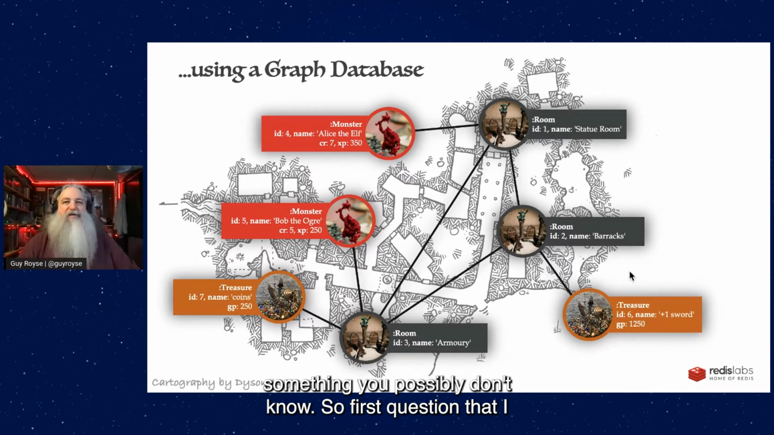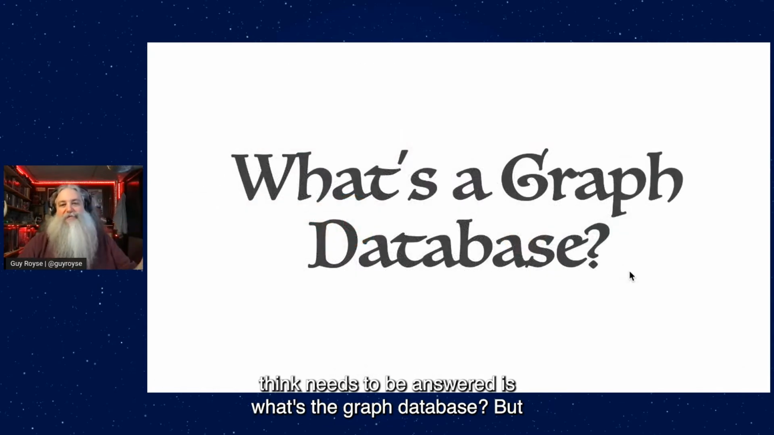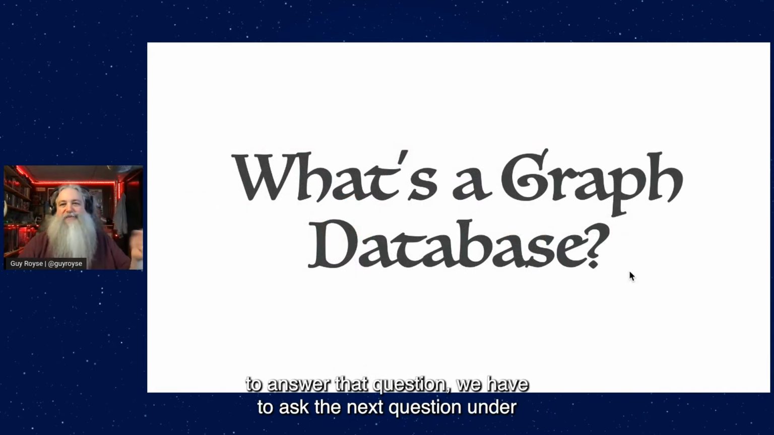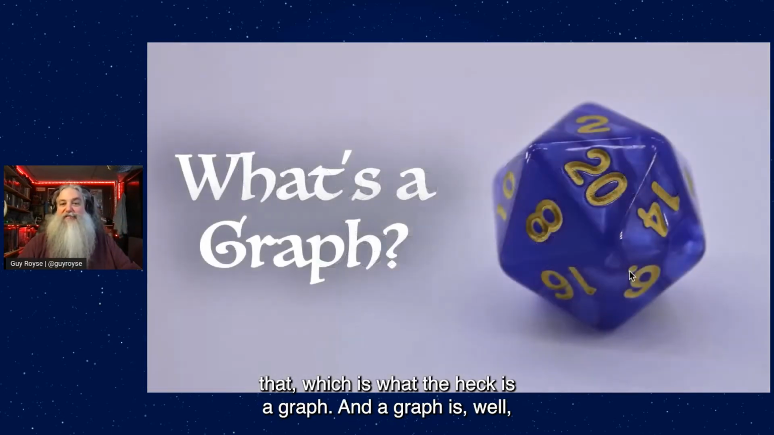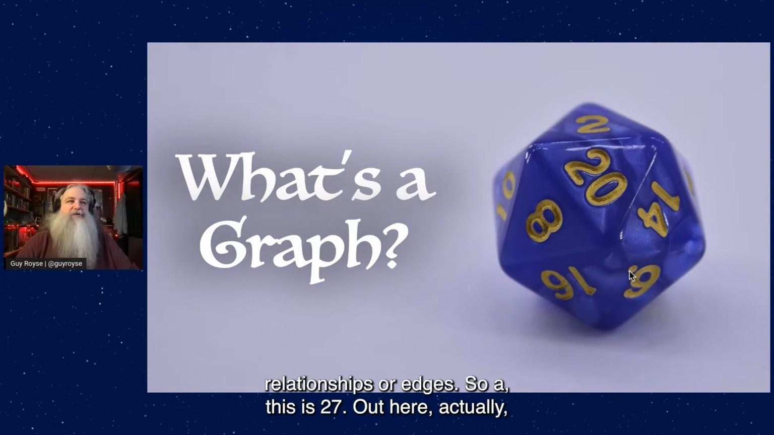So, the first question that I think needs to be answered is, what's a graph database? But to answer that, we have to ask the next question under that, which is, what the heck's a graph? A graph is a set of nodes or vertices connected by relationships or edges.